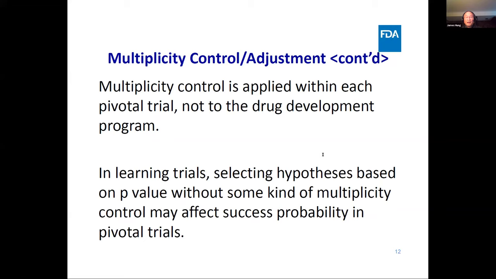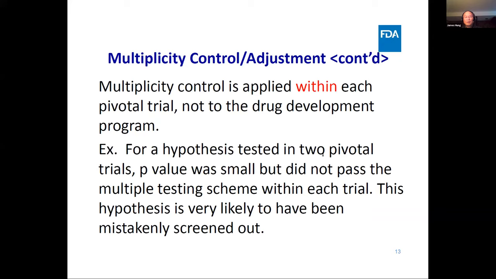Multiplicity control is applied often within each pivotal trial, not to the drug development program. In learning trials, multiplicity control is rarely applied. So selecting hypotheses based on the nominal p-value without some kind of multiplicity control may affect the success probability in pivotal trials. I just want to emphasize that multiplicity control is really applied within each trial.